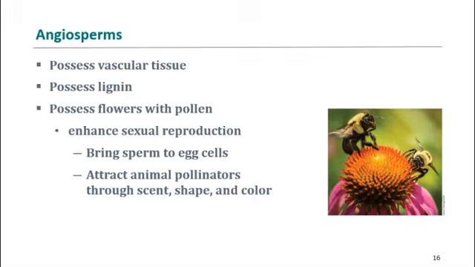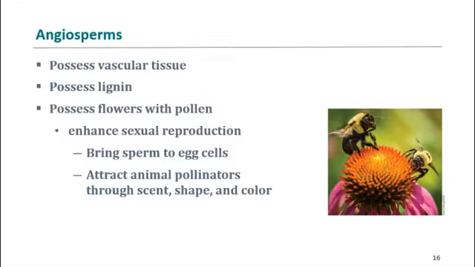The last group of plants that we're going to talk about are the angiosperms. Angiosperms are what we call flowering plants. So these plants have vascular tissue just like the ferns and the gymnosperms. They have lignin just like the ferns and the gymnosperms. But the difference here, what they have evolved, are flowers.